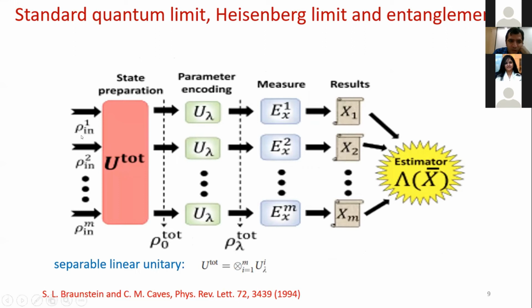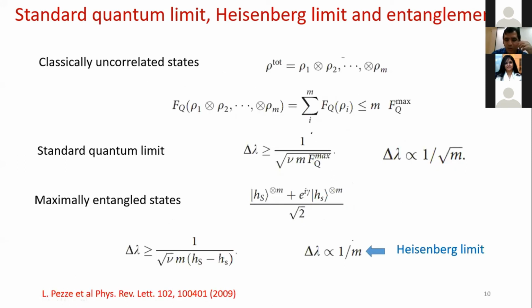We use this parallel strategy in which we use m probes, each giving us a POVM result independent of the others. So this scenario can be taken as m independent uncorrelated systems for which the density matrix can be written in this way. For classically uncorrelated states, the Fisher information can be calculated by using the axioms of Fisher information. Fisher information satisfies the additivity and convexity property.